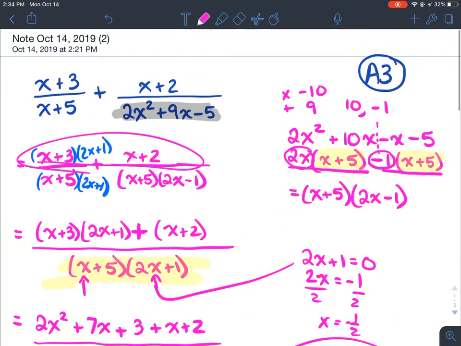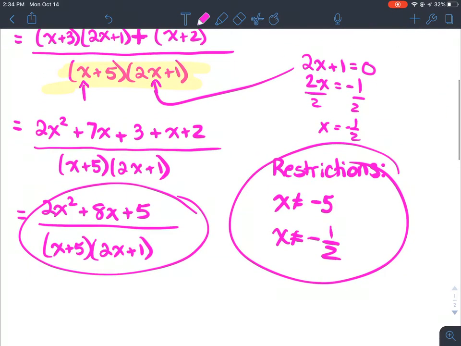So that would be how you add two rational expressions together, or subtraction works the exact same way. So you've got to find a common denominator and then add or subtract the tops. And that's it.